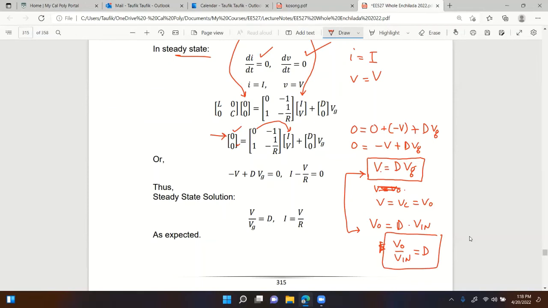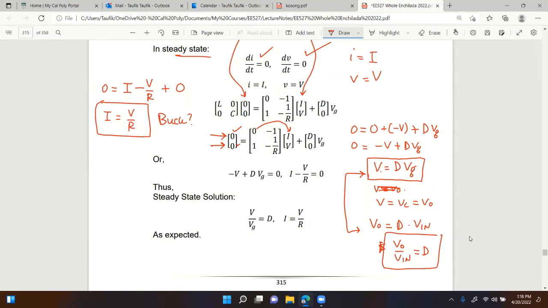Okay, now for the second equation right here, let's multiply out these numbers. So 0 is equal to 1 times I, that's equal to I, minus V over R plus 0 times Vg. See that? So now I have I equals V over R. Ohm's law, yes, but is this what we're expecting from a buck converter?